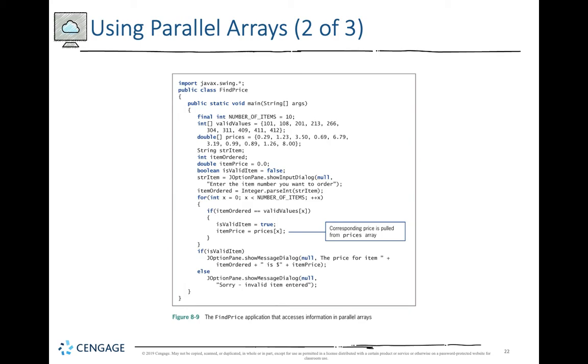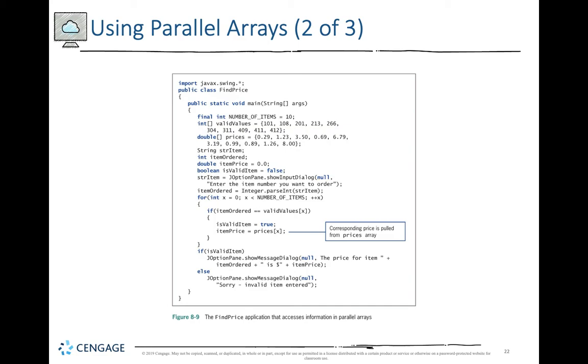Very similar type operation. In the for loop, we declare our x of type int. We say x equals 0, and x is less than the number of items. A number of items is a constant that's been created up top, as you can see. And on this for loop, they have plus plus x, right? So then you have, if the item ordered is equivalent to the valid values, then it's going to check that piece of logic, right?